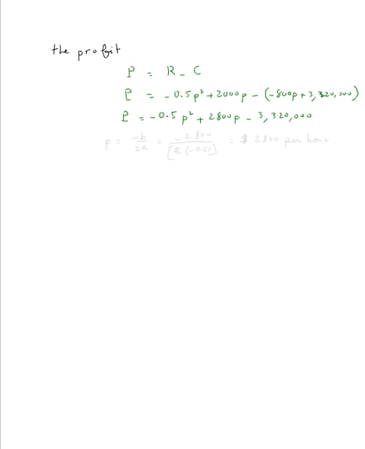Now if we want to know the price to maximize the profit, that will be little p equals minus b over 2a, which is negative 2800 over 2 times negative 0.5. If you do that, you're supposed to get $2,800 per hour. $2,800 per hour to maximize your profit. And that's it for this problem.